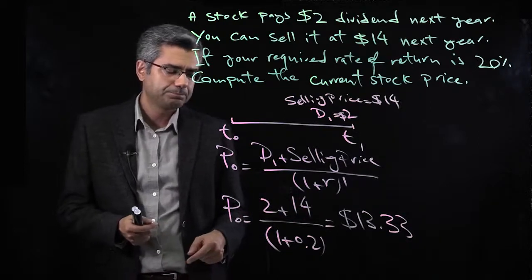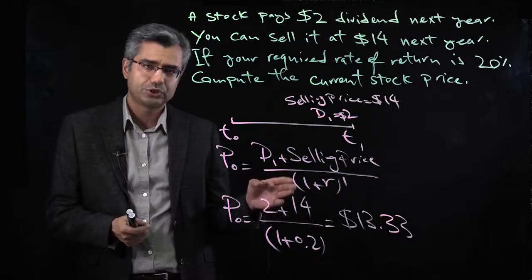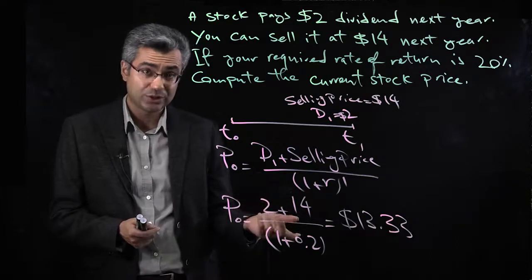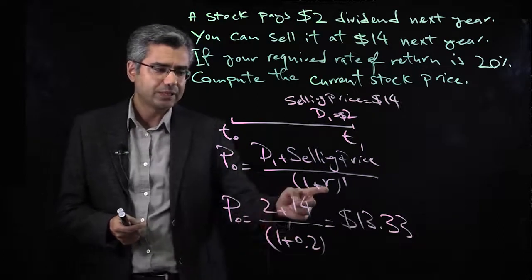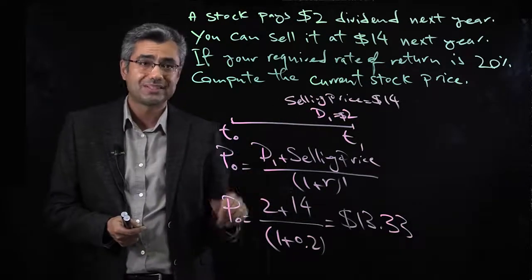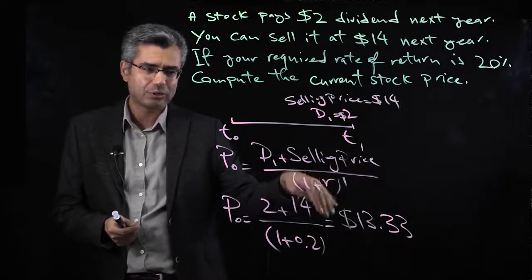And if you buy it at more than 13.33 US dollars, for example, if you buy it at 15 or 16 US dollars, this means that you will earn less than 20%, but your required rate of return is 20%. So a higher price means a lower rate of return.